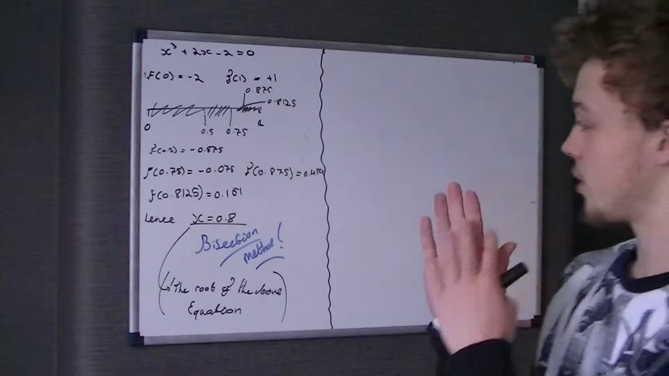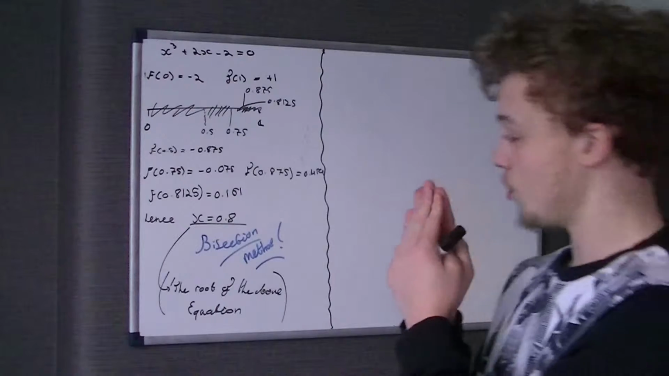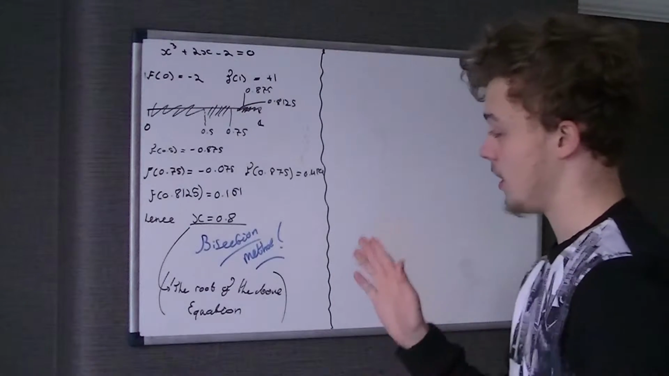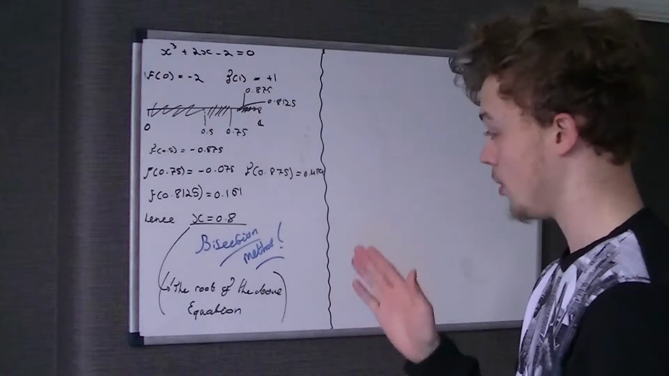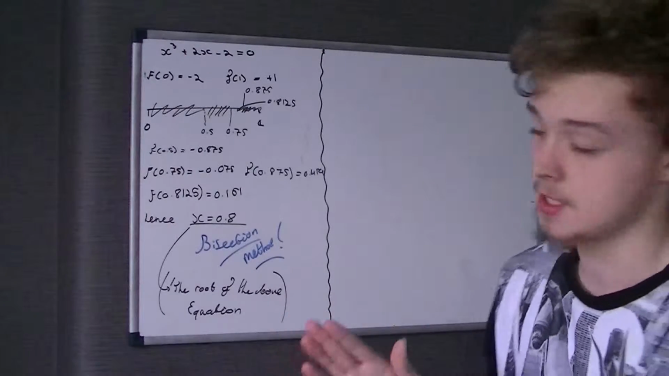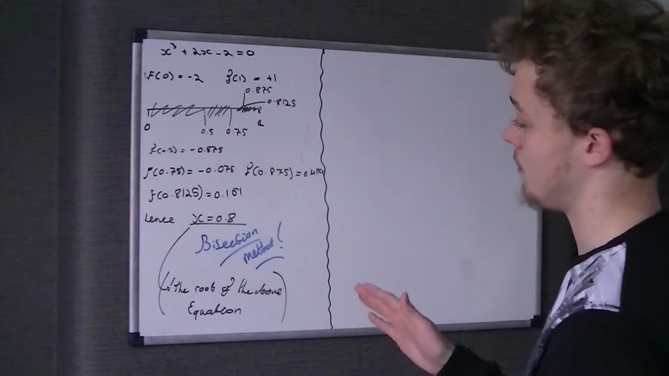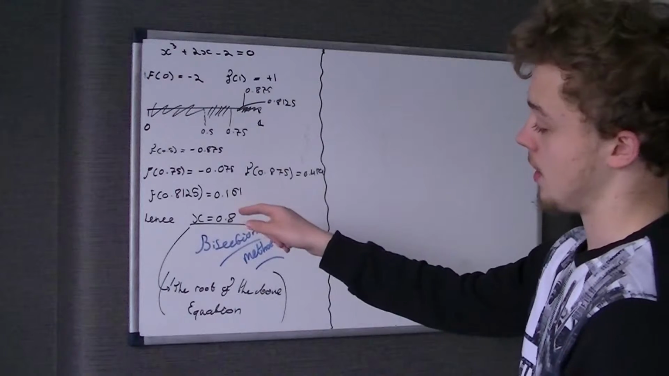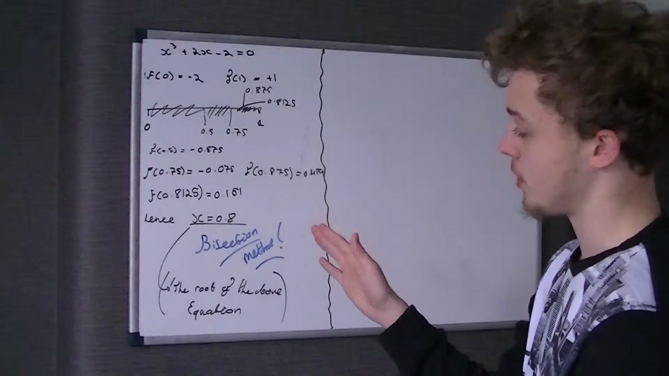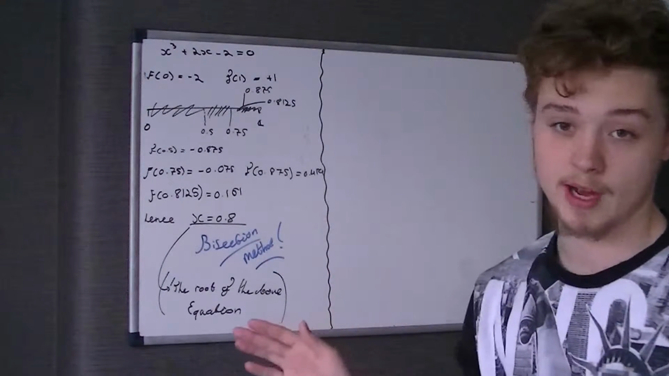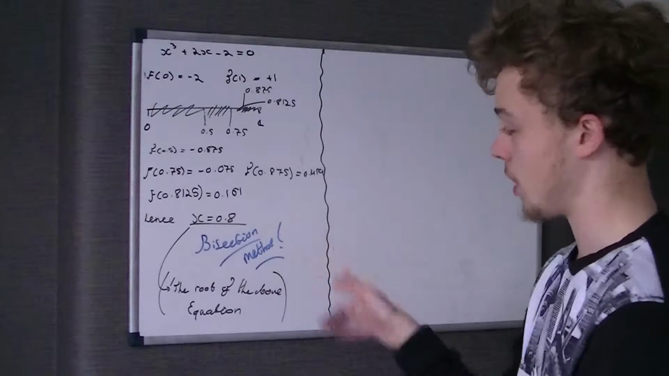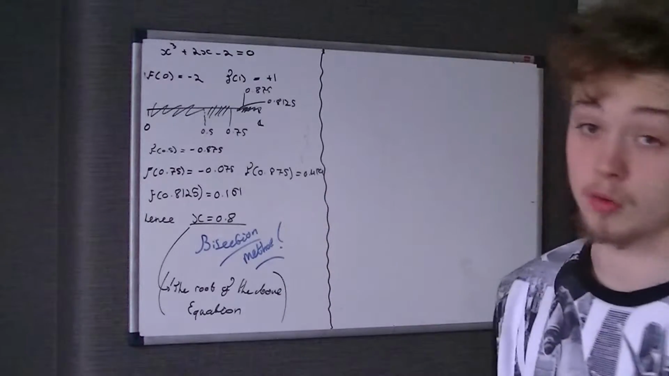And then you see which half. So you halve that range and see which half it's in. So is it below 0.8125, or is it above 0.8125? It changes sign, and it was below, so it was between 0.75 and 0.8125, and therefore when we rounded it we got the solution to be 0.8.